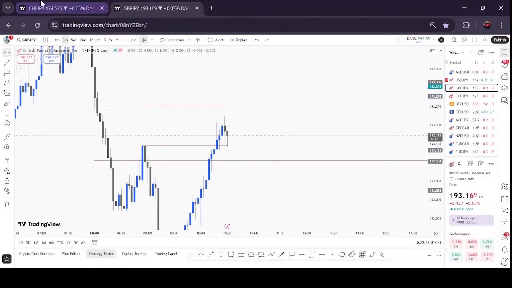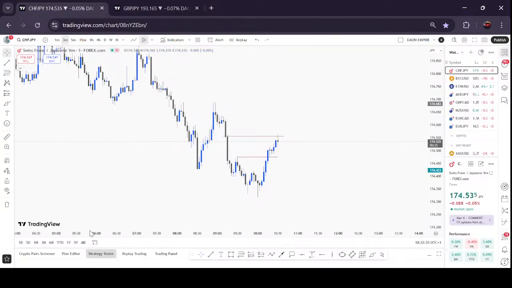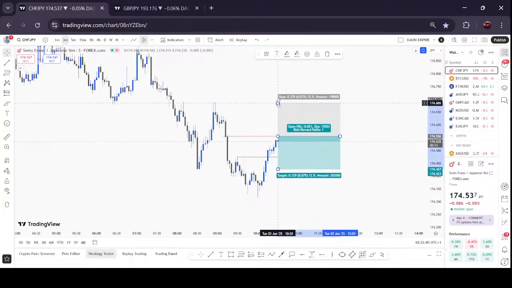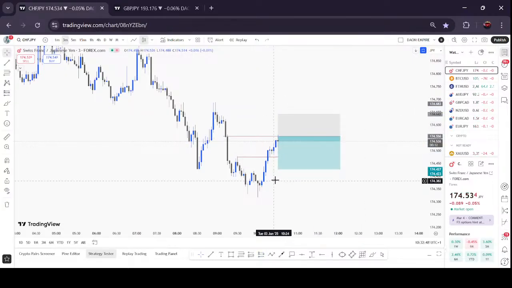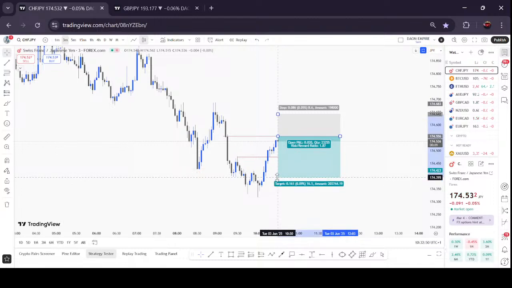GBP still not ready. So ladies and gentlemen, CHFJPY has given me a reason to enter around this area. So if it keeps pushing up, I'm going to add more to my position.